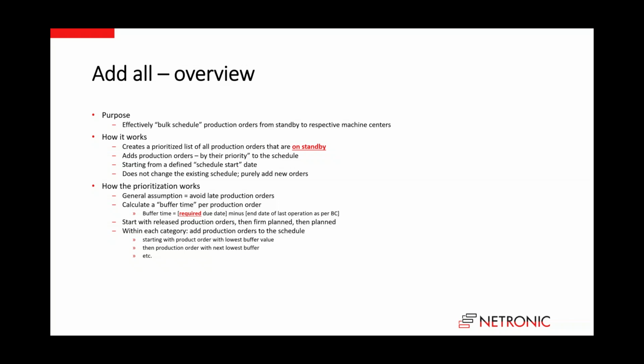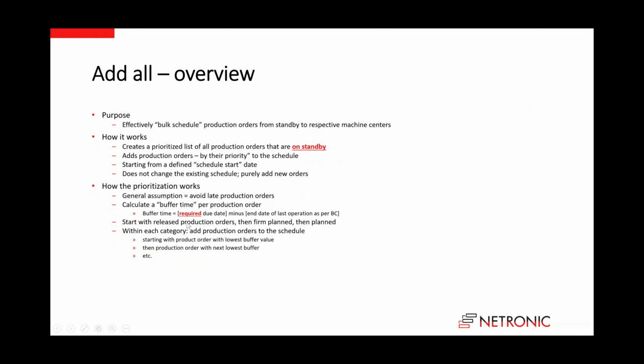Then we get a clear value, and we start with released production orders. We deal with released production orders first because they are the most concrete. Then we take the firm planned and then the planned production orders. Within each category, we add production orders to the schedule starting with the one with the lowest buffer value, because that is the one most critical in terms of not being ready in time. So we add it to the schedule first, then we take the next one, and so on and so forth.